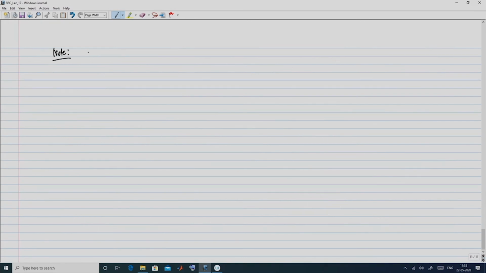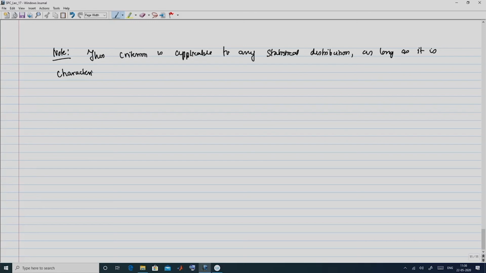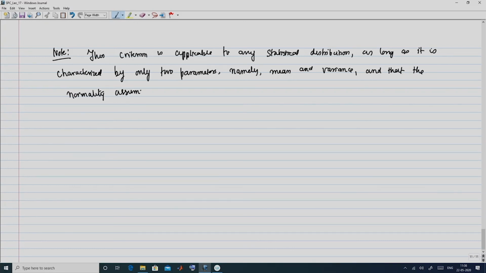Okay, so I just want to make a note here that this kind of criterion is applicable to any statistical distribution as long as it is characterized by only 2 parameters, namely mean and variance, and that the normality assumption is not necessary.